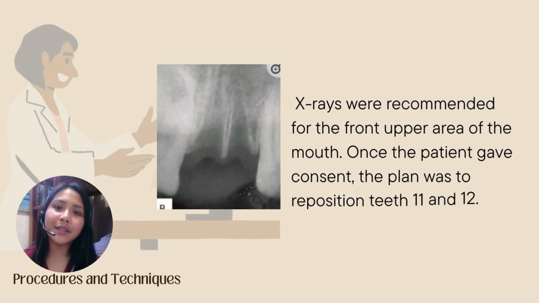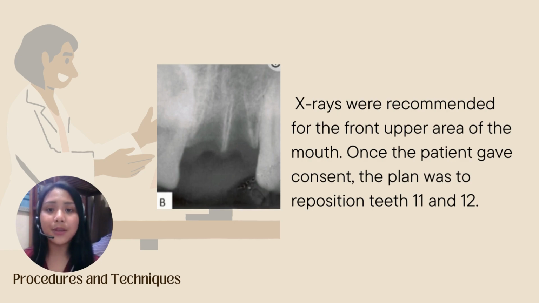X-rays were recommended for the front upper area of the mouth. Once the patient gave consent, the plan was to reposition teeth 11 and 12. Here, X-ray is done in order to see if there are any anomalies that can be found where the avulsed tooth came from, or to see if that area is still intact and ready for reinsertion or the reimplantation.